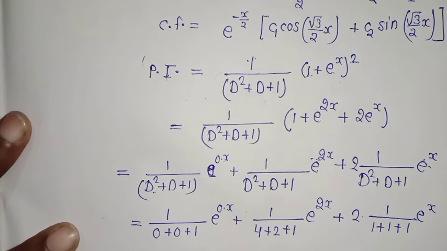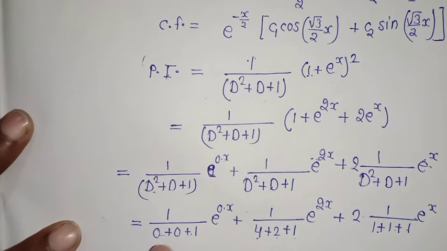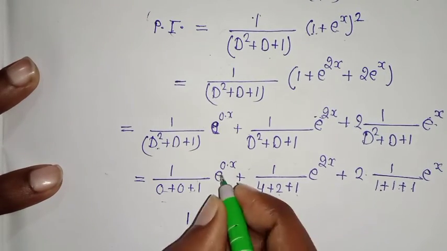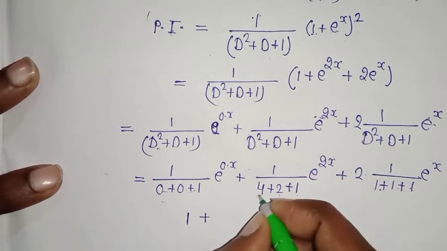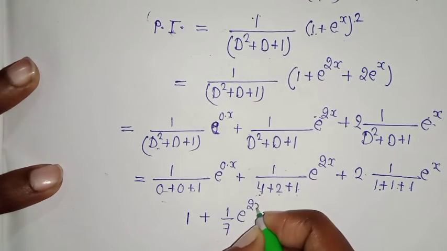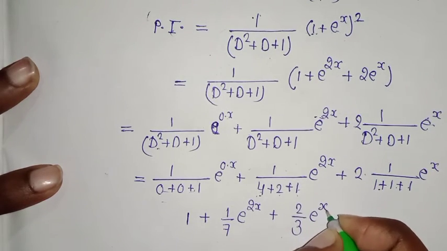After putting this, we will check whether f of d is 0 or not. If f of d is 0, then we cannot apply this method. So firstly we will check. Here you can see this is a non-zero value, this is also a non-zero value, and this is 1, so it is also non-zero. So we can apply this method here. And if I solve this, then this becomes 1, and this is 4 2 6 1 7. So 1 by 7 e raised to power 2x plus 2 by 3 e raised to power x. So this is our PI.